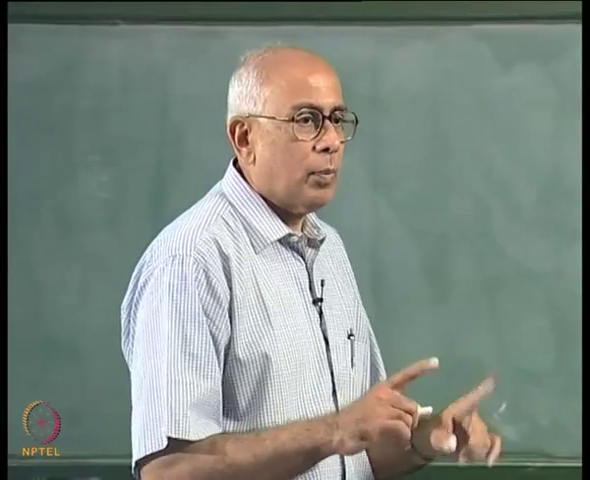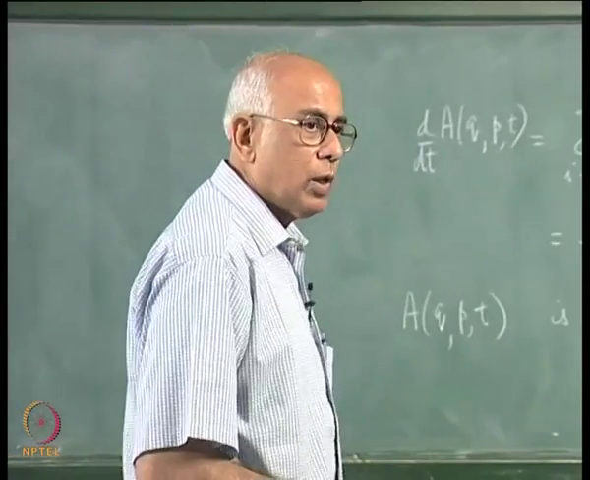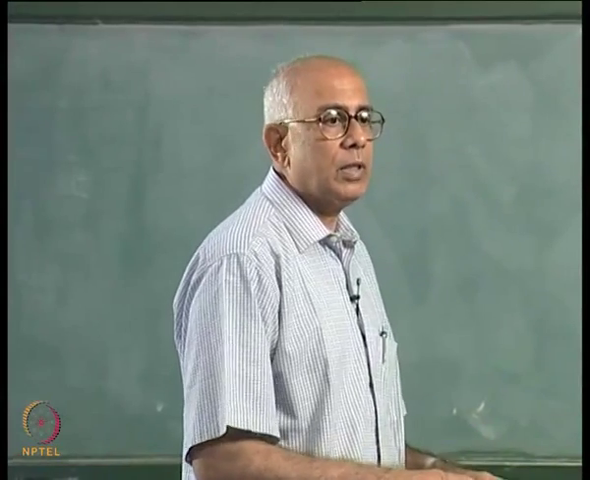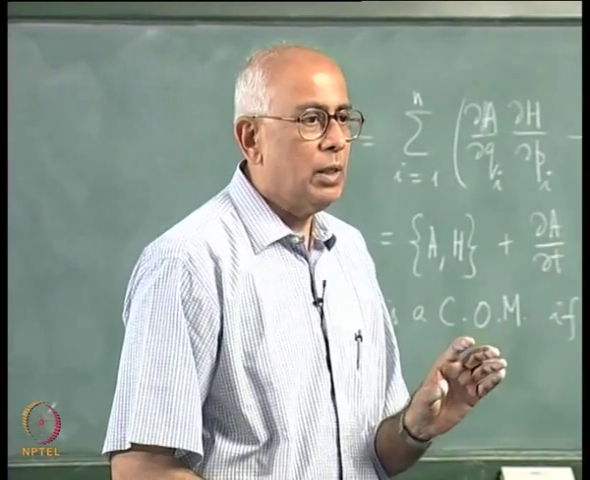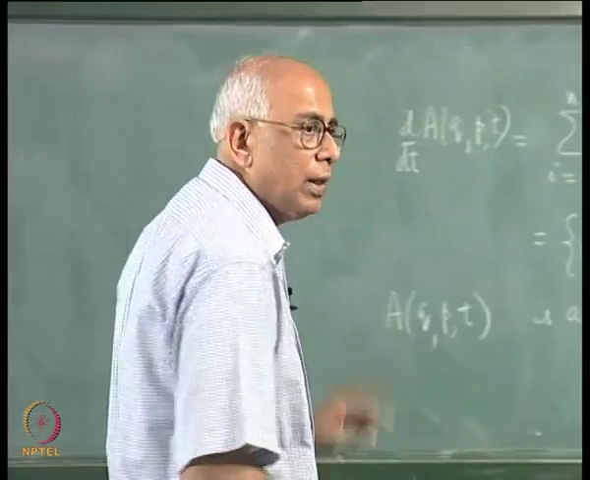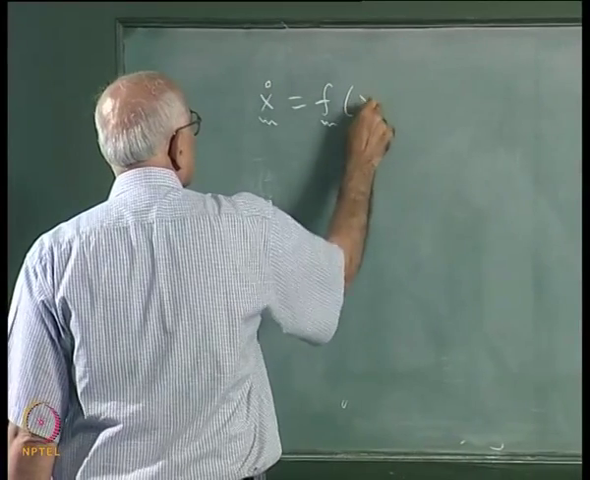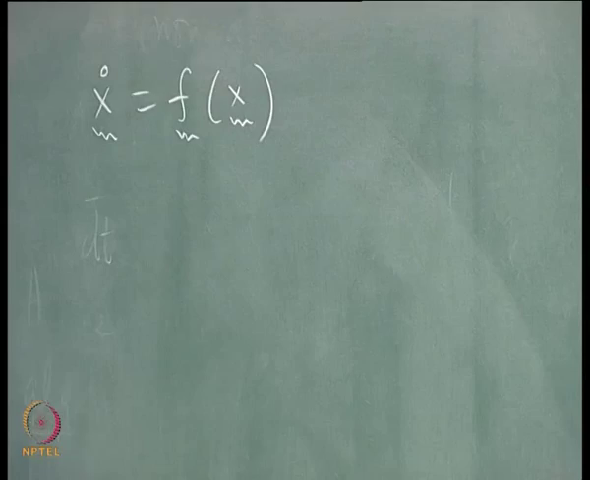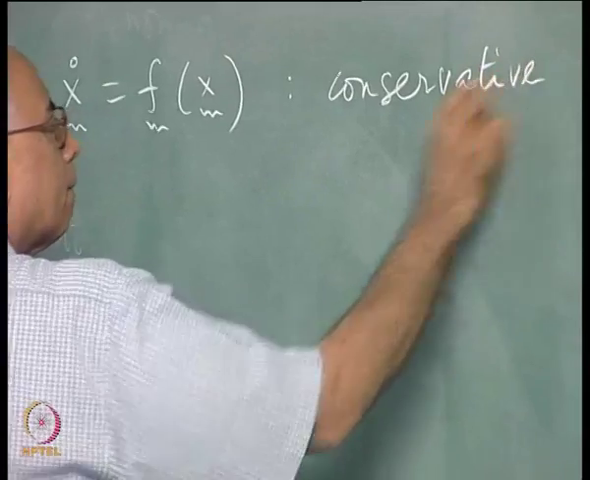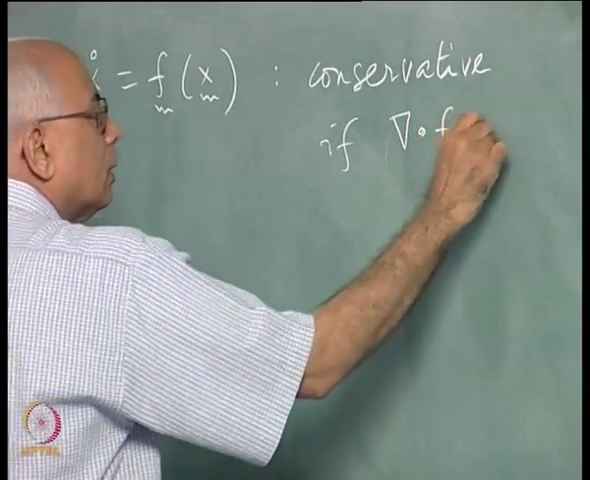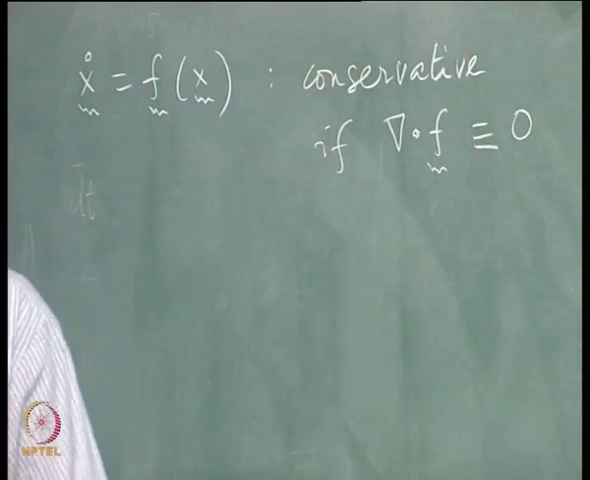We are going to look at some other remarkable properties of Hamiltonian flows, and the most important one for our purposes is the fact that it is a conservative system in the sense of what we meant by a conservative system, namely that volume elements do not change in phase space under the flow, and let us verify that. Recall that when the dynamical system was given by x dot equal to f of x, then this was conservative if del dot f vanished identically. Then we called it a conservative dynamical system.